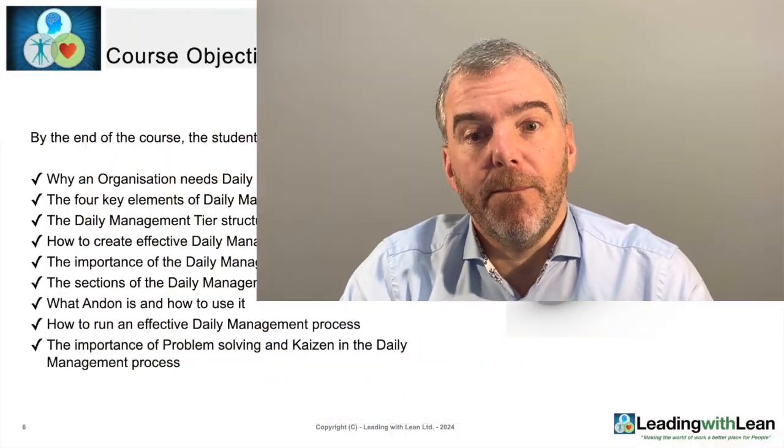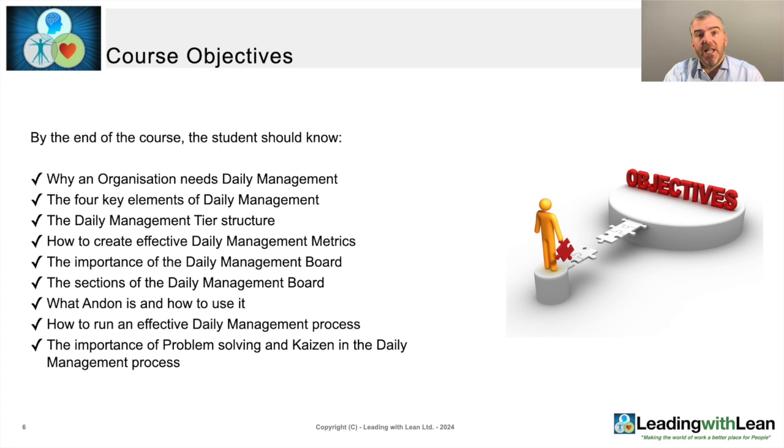So during the course, we've got some objectives, some learning objectives that we want to get across to you, and hopefully that you'll come out of this course fully understanding. First one is why an organisation needs daily management. Why should you go to all of this effort to implement a system like daily management? The 4 key elements of daily management. What are the 4 things that really make daily management a success?